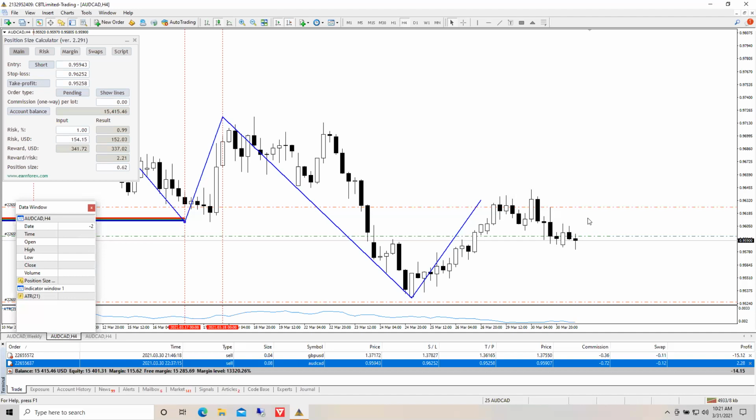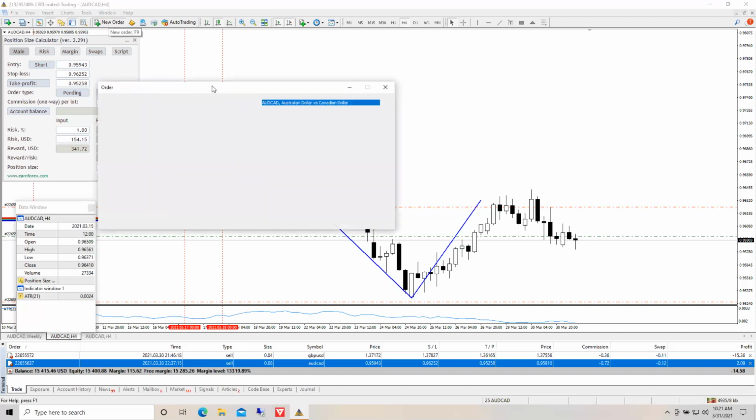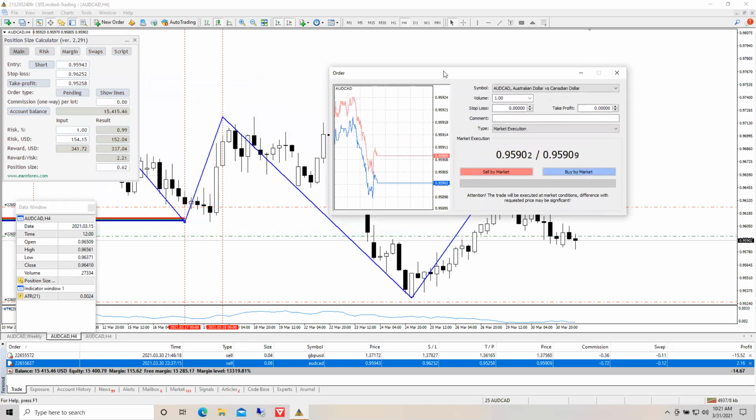Perfect. Okay, so let's look at the different ways to do it. I'm going to bring up now the new order standard ticket. I don't recommend that you do this, guys. Okay, I really don't. Now, I'm assuming that you've worked out everything that you need to in terms of your position size and what have you. But that is always the first number that you need to fill out. Always do volume first, which is your position size. Okay, so that is absolutely essential that you do that in the first instance.